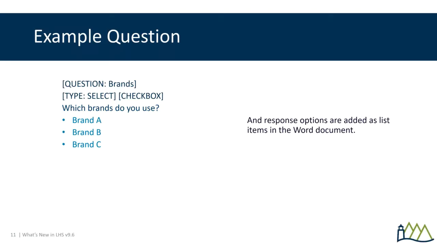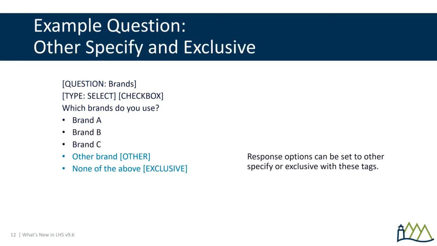And finally, no select question would be complete without response options. We're going to add brand A, B, and C to our select question, and we tell Word that we want these to be response options by making them a list. I have chosen to use a bulleted list for this example. You can also use a numbered list if you prefer. Anything that Word thinks is a list will work.